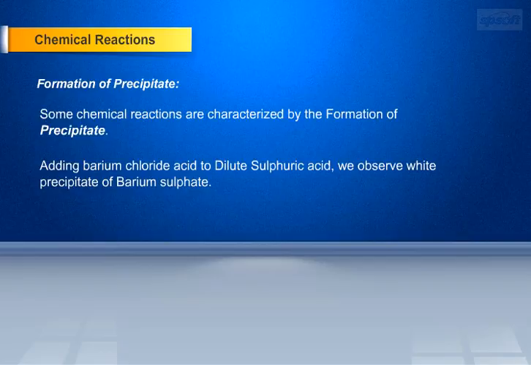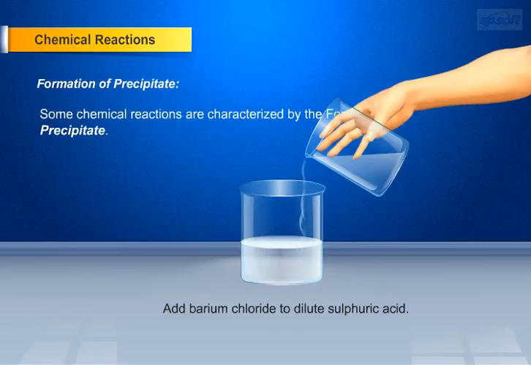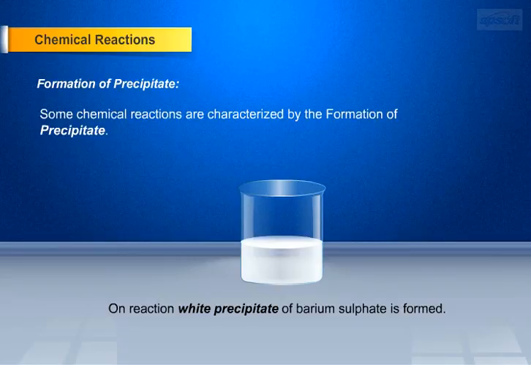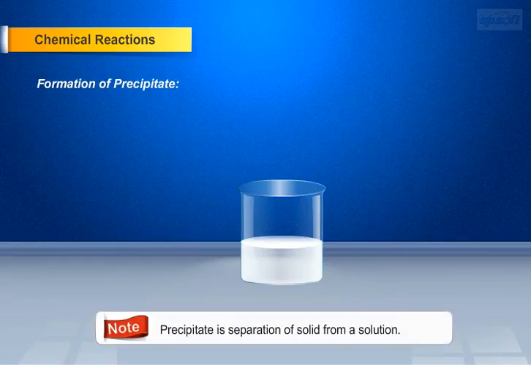Let's do the experiment. Take dilute sulfuric acid in a beaker. Add barium chloride to dilute sulfuric acid. On reaction, white precipitate of barium sulfate is formed. This reaction can be represented in the form of chemical equation. The chemical equation is dilute sulfuric acid plus barium chloride gives barium sulfate. Here note that precipitate is separation of solid from a solution.